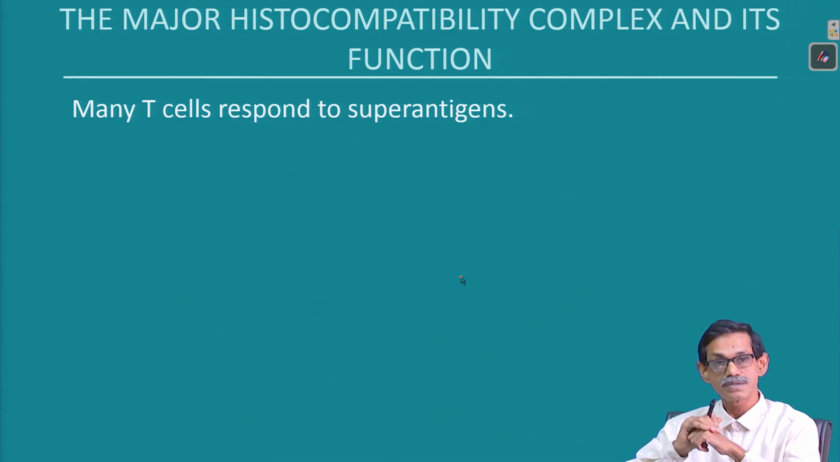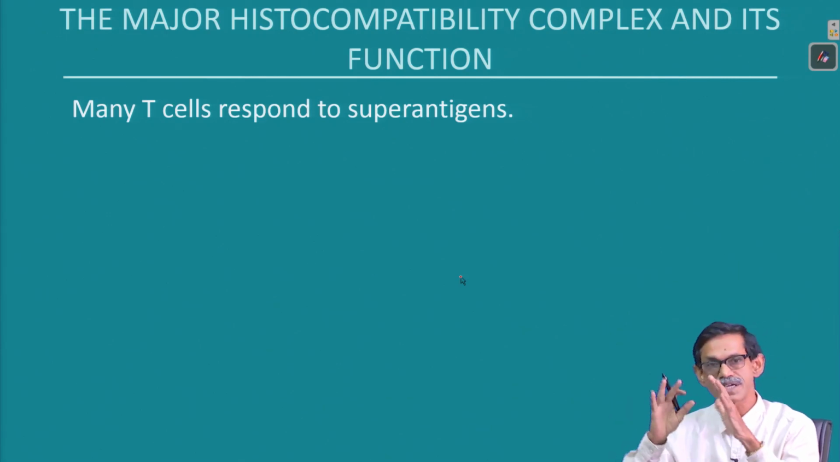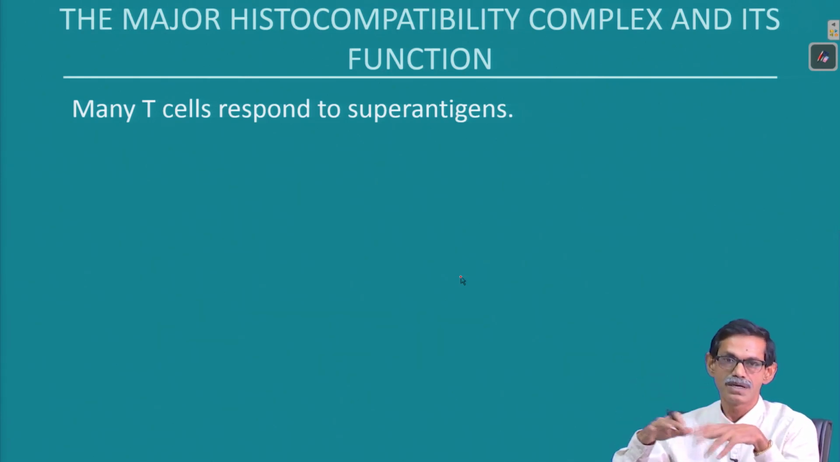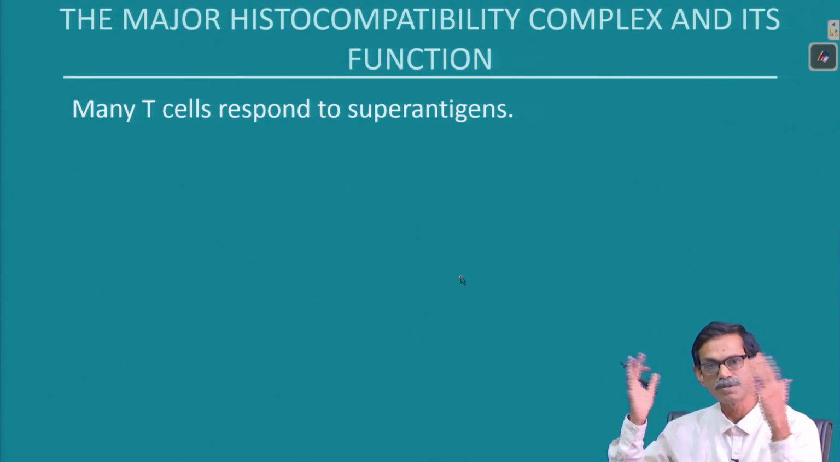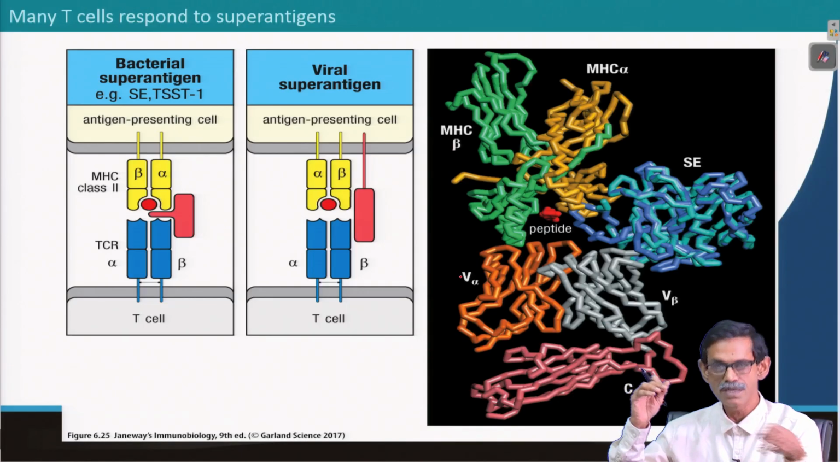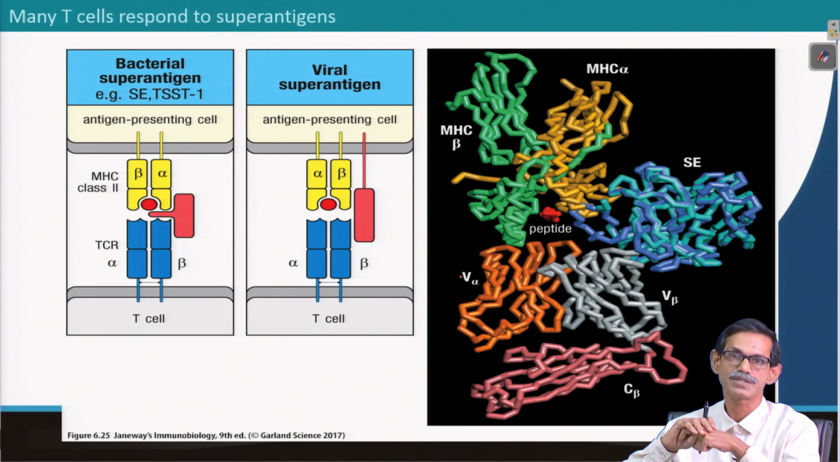Another important thing is that the T cell receptor responds to super antigens. What is a super antigen? By the name you can guess a little bit. An antigen is something which can induce the immune system, which the immune system can recognize and find as foreign, and there are antigens which are even more powerful, called super antigens. What is a super antigen? I will show you the picture, and it will be very clear.